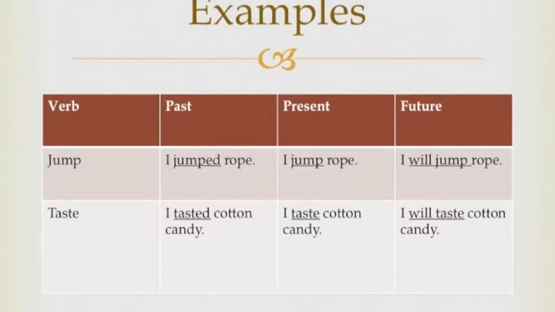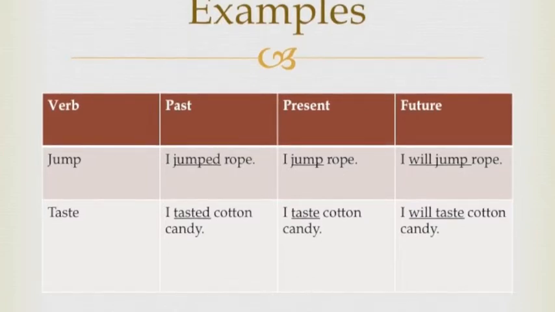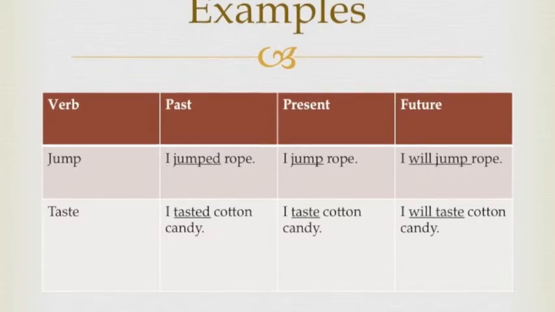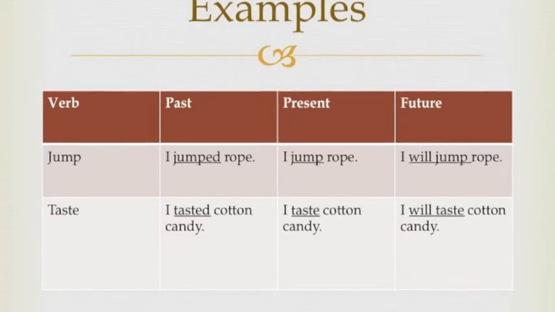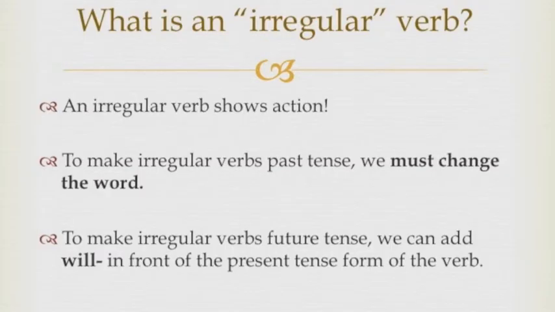Do you notice some similarities between the two of them? For the past tense between both jump and taste, I added something to the end of them. To jump, I added ed to make it past tense. To taste, since it already has an e at the end of it, I just had to add a d. For future tense, though, I added the word will in front of my verbs. Do you notice these similarities?